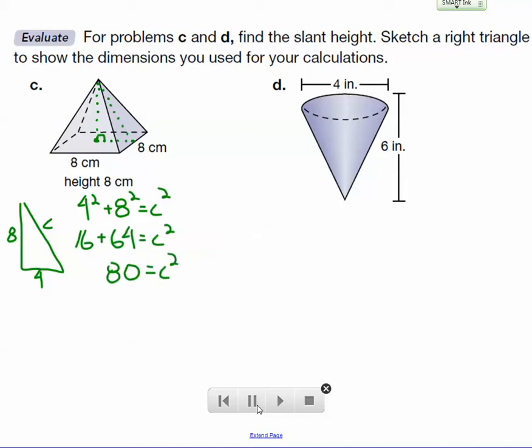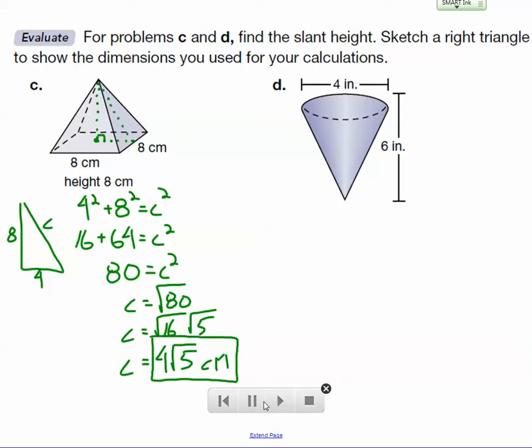That would make sense. So the slant height here would be the square root of 80, and 80 is divisible by a perfect square, 16. So we'll call the slant height 4 times the square root of 5 centimeters, which is about 9 centimeters.